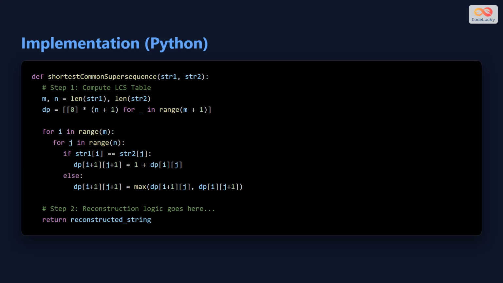In code, this looks like a standard LCS implementation. We initialize a DP table of size m plus 1 by n plus 1. We fill it using nested loops. The value at any cell i, j represents the length of the LCS for those prefixes. After filling the table, the reconstruction phase, which is not fully shown here, would loop backwards to build the string.